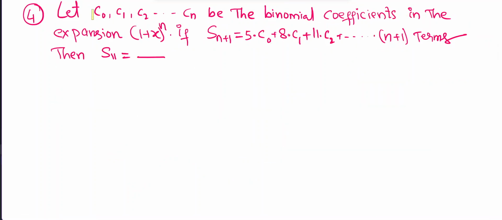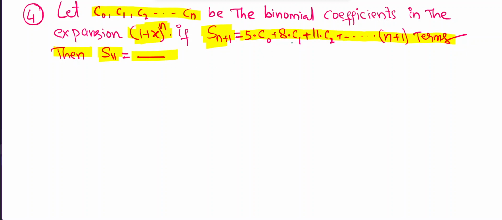Question from binomial theorem. If C0, C1, C2, up to Cn are the binomial coefficients in the expansion of (1 plus x) to the power of n. If Sn plus 1 is equal to 5 into C0 plus 8 into C1 plus 11 into C2 plus up to n plus 1 terms, then S11 is equal to dash. This is the question.